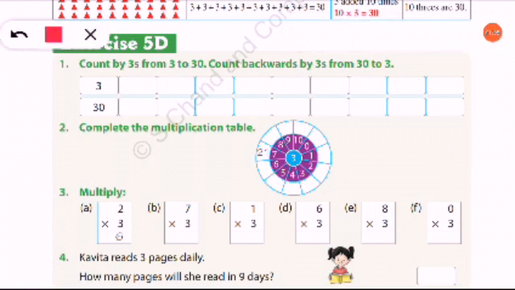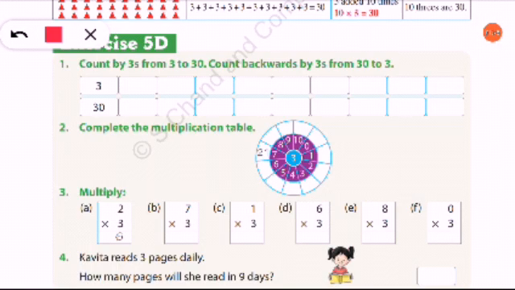See here, count by 3s from 3 to 30. Count backwards by 3s from 30 to 3. See, same question here which you have done in 5C. You have to count the table of 3.